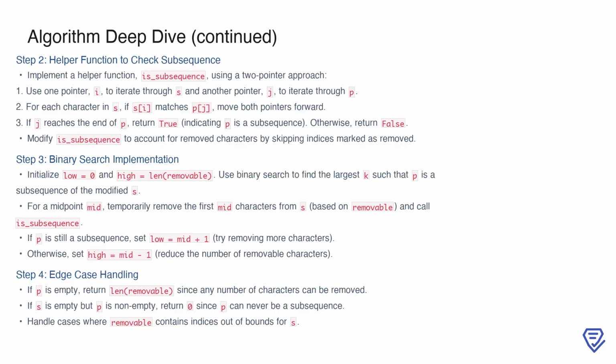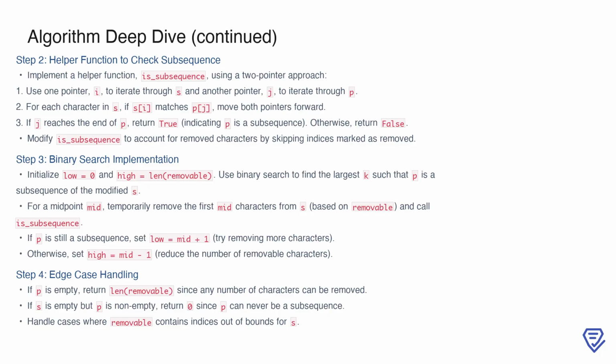The next step is to implement a helper function, is_subsequence, which determines if p is a subsequence of a given string. This is done using a two-pointer approach. One pointer, i, iterates through the string s, while another pointer, j, iterates through p. Whenever the current characters of s and p match, both pointers are advanced. If the pointer for p, j, reaches the end of the string, we know that p is a subsequence, and the function returns true. Otherwise, it returns false.